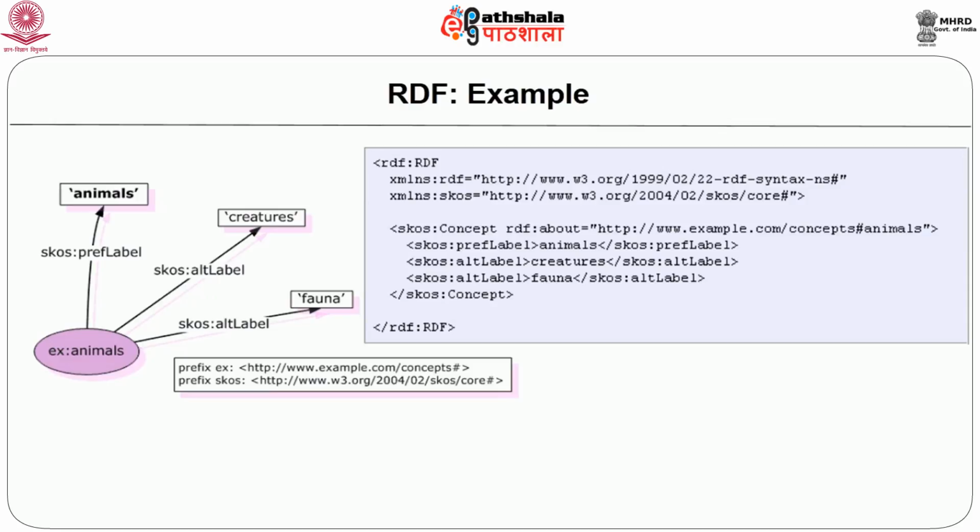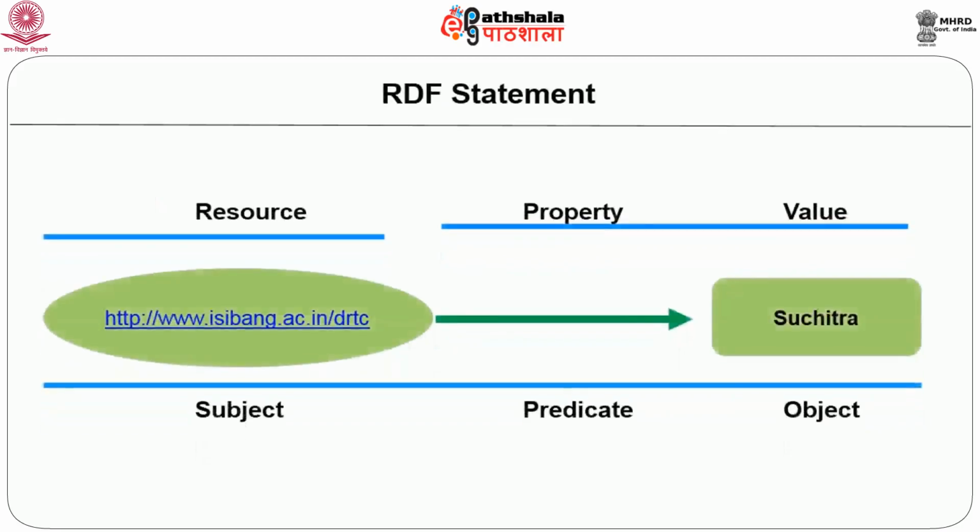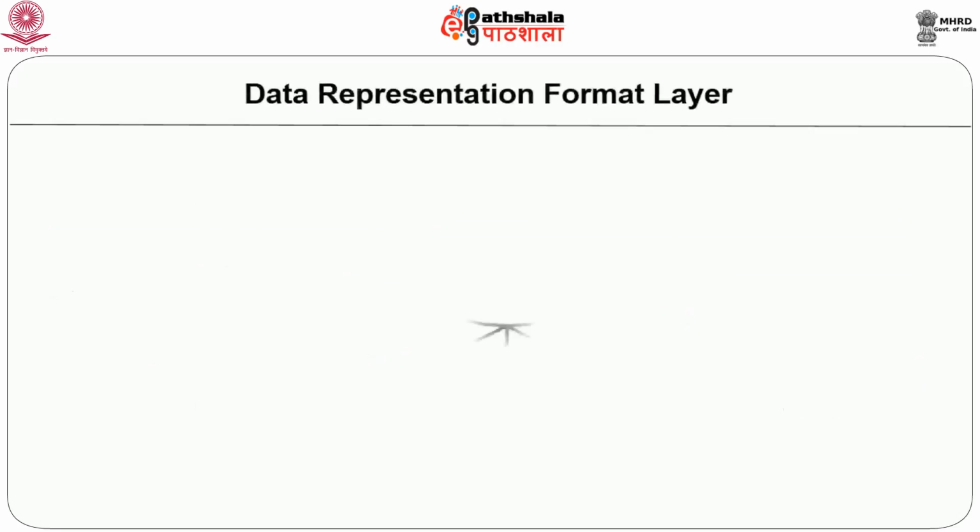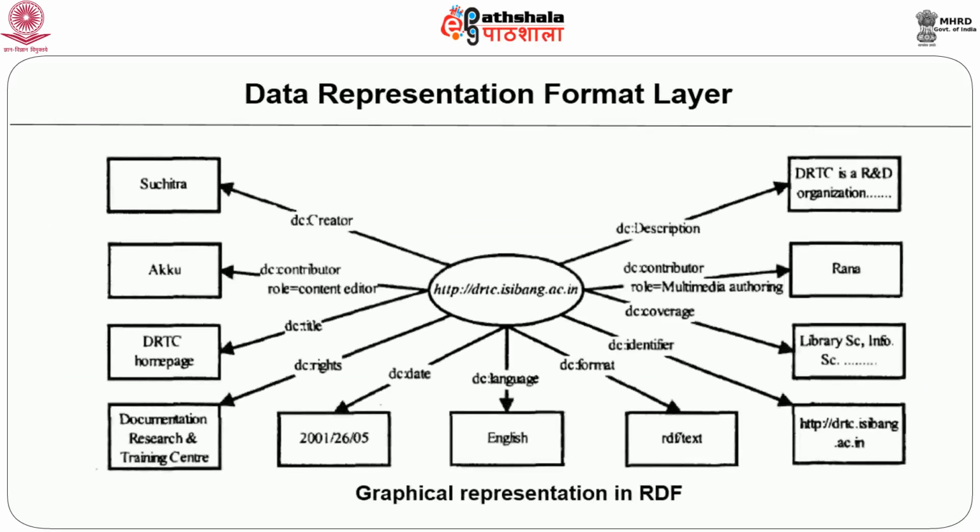So if you want to work with any of this ontology, you just have to refer there, take the content and redefine it. This is one example RDF statement, again subject, predicate, object in the same way, value properties, and graphical representation in RDF. So who is the creator, what is the description, who is the contributor, all this can be related, and data is related to each other.